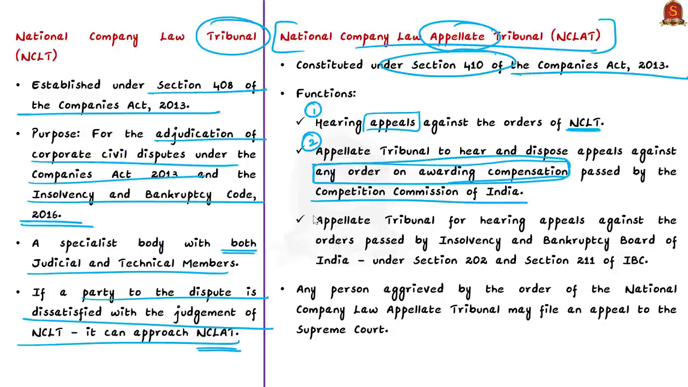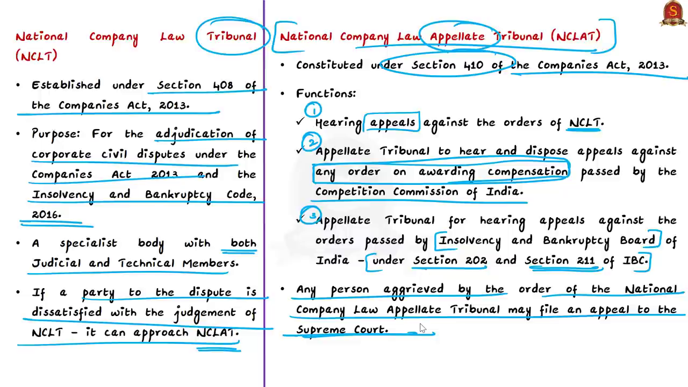Then NCLAT is also the appellate tribunal for hearing appeals against the orders passed by the Insolvency and Bankruptcy Board of India, particularly under Section 202 and 211 of the IBC Code. And is NCLAT the final stage of appeal? The answer is no. Any person aggrieved by the order of the appellate tribunal may file an appeal to the Supreme Court if a question of law arises from such order.